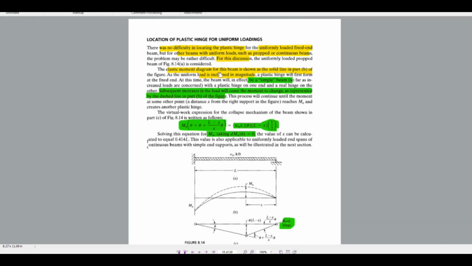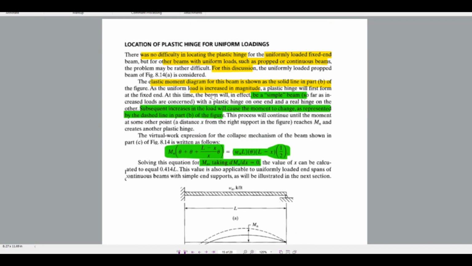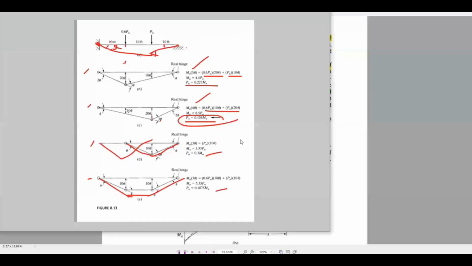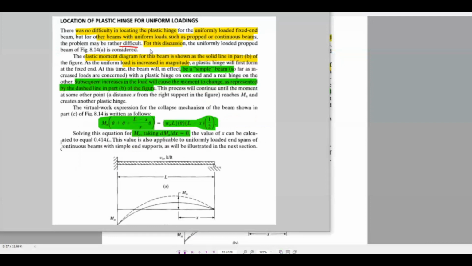Location of plastic hinge for uniform loadings. There was no difficulty in locating plastic hinge for a uniformly loaded fixed end beam, but for other beams with uniform load such as propped or continuous beams, the problem may be rather difficult. For this discussion, a uniformly loaded propped cantilever beam is considered. The elastic moment diagram for this beam is shown in solid line. This is the elastic moment diagram, and here the uniform load is increased in magnitude.